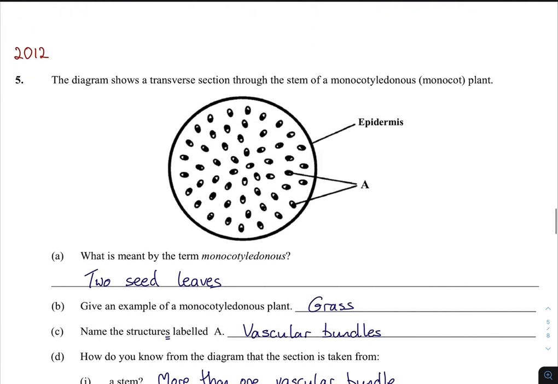Okay, the diagram here shows a transverse section of the stem of a monocot. And you can see the difference between a monocot and a dicot. In a monocot, the vascular bundles are scattered. In a dicot, the vascular bundles are in a ring shape.